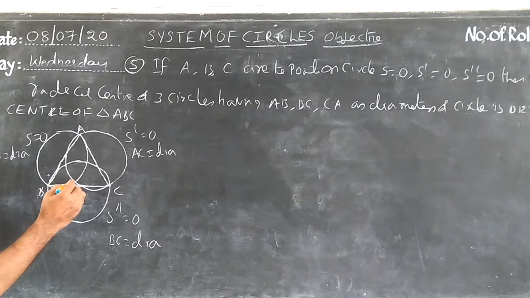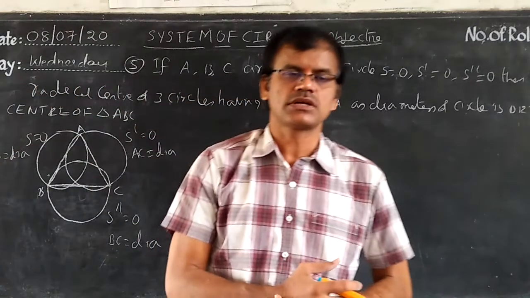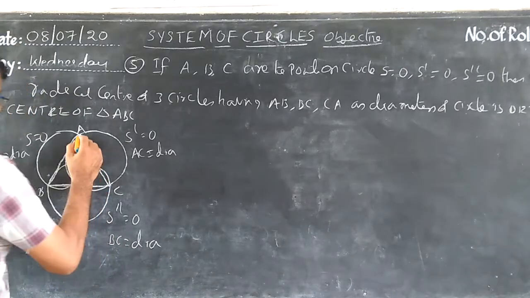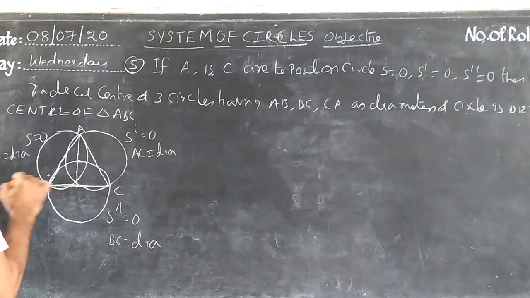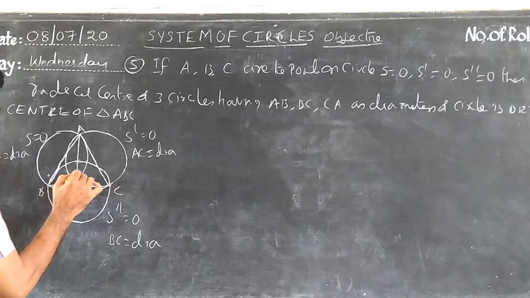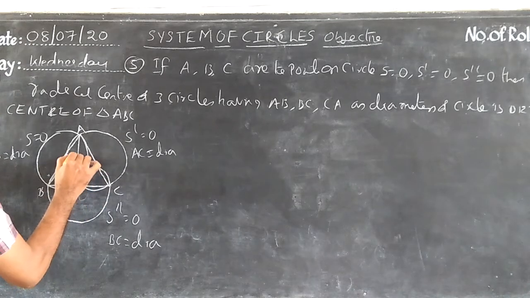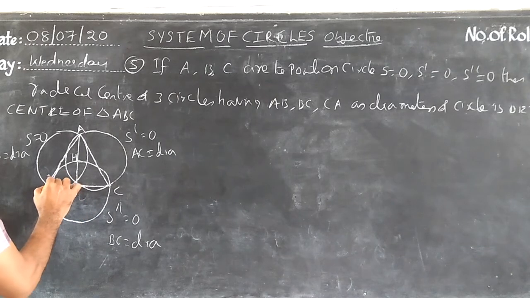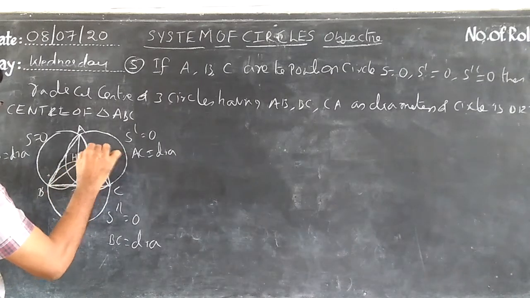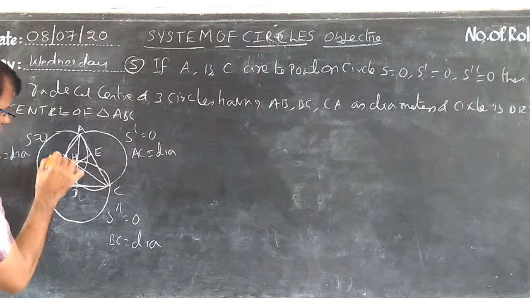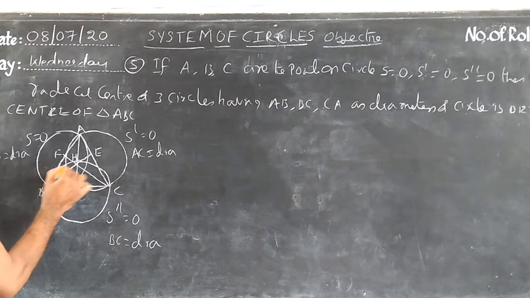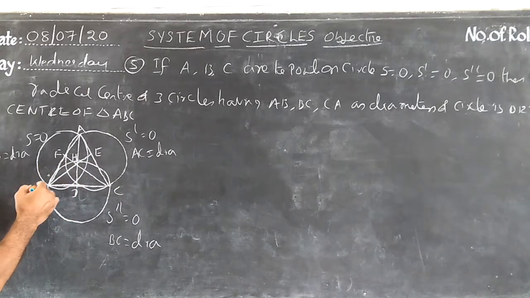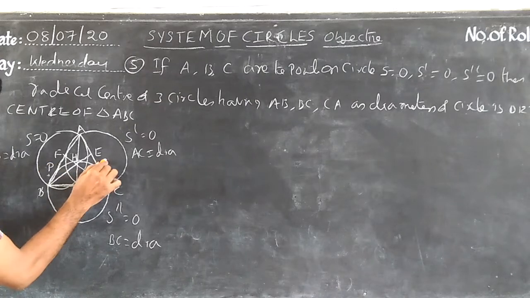What is the definition of the orthocenter? The point of concurrence of altitudes is called the orthocenter. So draw a perpendicular line here and put A, B, C. This is H, the orthocenter. Put D here, and in a similar way put E, and then F. H is the orthocenter. Put here this is P and this is Q.